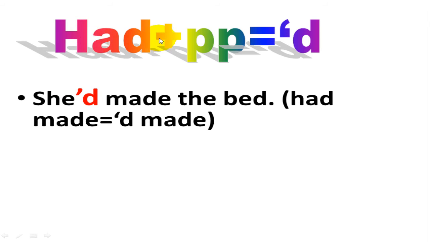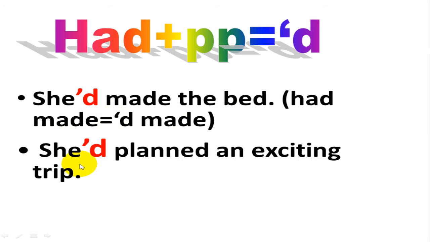Had plus past participle: 'd. She'd made the bed. So we have here had made. She'd made means she had made. She'd planned an exciting trip. Exciting, T soft D. Trip. She'd planned an exciting trip. So had plus past participle.